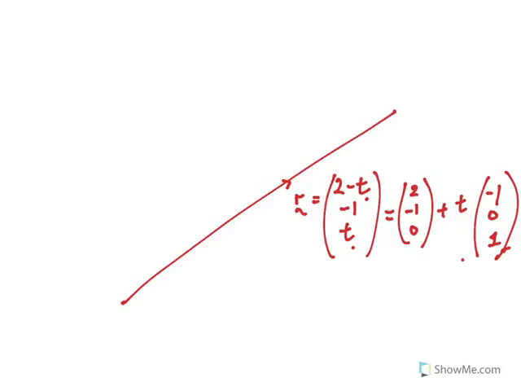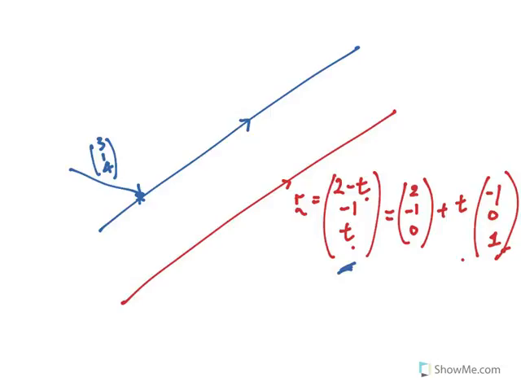And okay, with that, how about (3, 1, 4)? There's another line here. This line passes through the position vector (3, 1, 4) and is parallel to the line whose equation is as follows. Since the two lines are parallel, they have the same direction vector, so I can say that the direction vector here is equal to (-1, 0, 1).